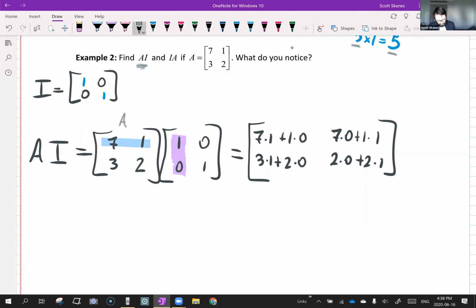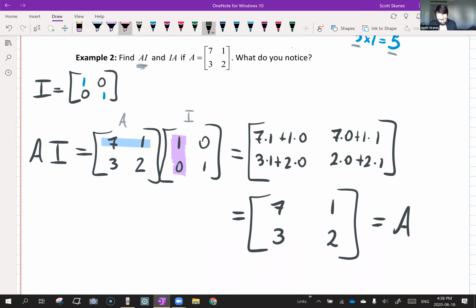So this is our matrix A multiplied by our matrix I, and I'm doing the same process as I did earlier. So a 7 times a 1 is a 7 times 1. A 1 times a 0 is a 1, 0. Same as before. The point is, when you do this, what you end up getting is a 7, a 3, a 1, and a 2, which is still A. Like our matrix A is what we started with, and it's what we get. So even if we multiply it by the identity matrix, it gives back itself.